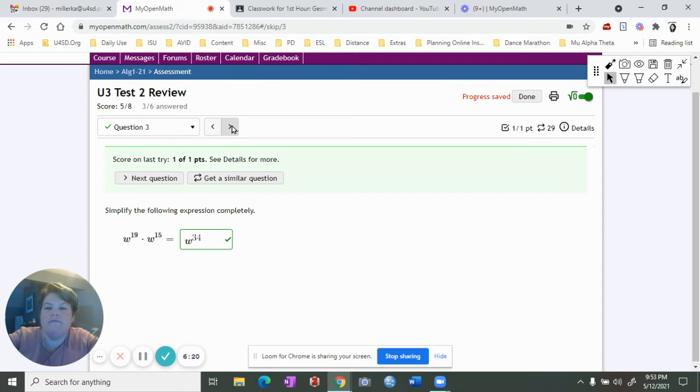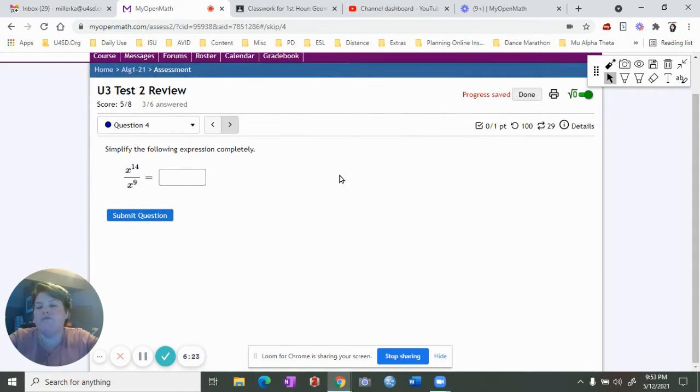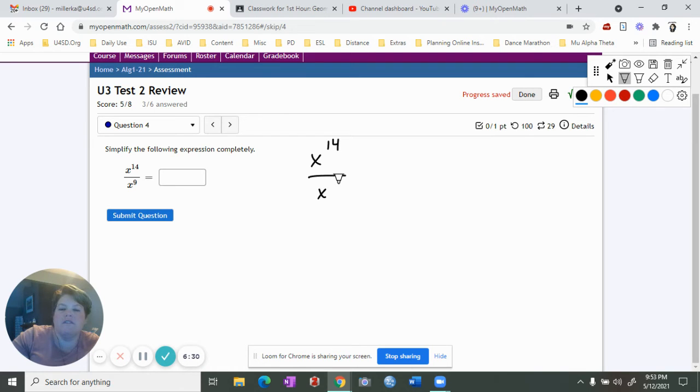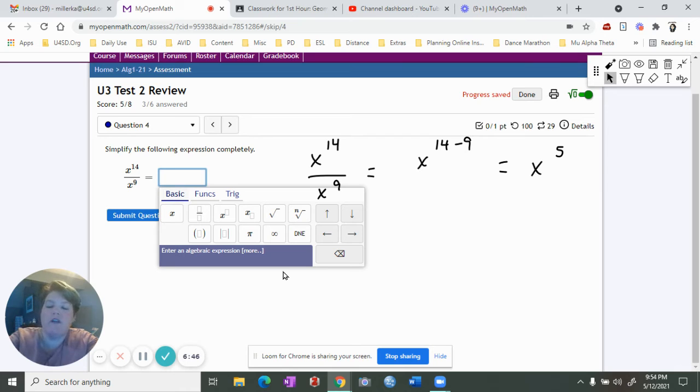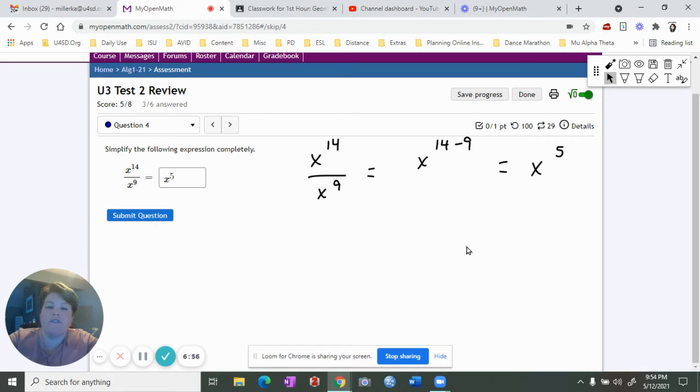Next one. X to the 14th over x to the 9th. This is another version of the quotient rule, where we are going to subtract our powers, subtract the exponents. So x to the 5th. Okay, so x to the 14th over x to the 9th, 14 x's over 9 x's, 9 sets are going to reduce out, and we have x to the 5th remaining.